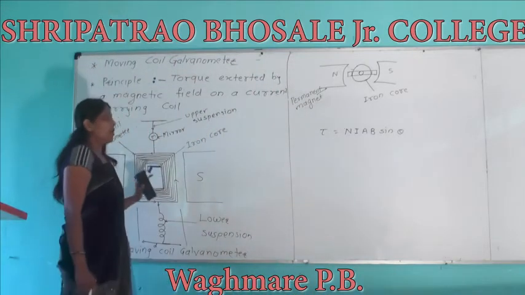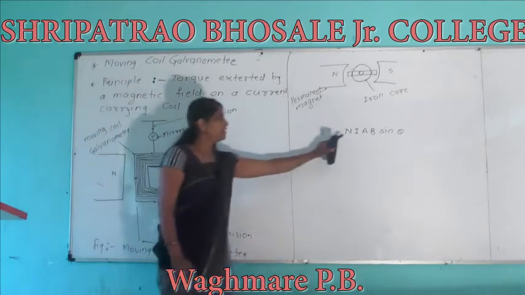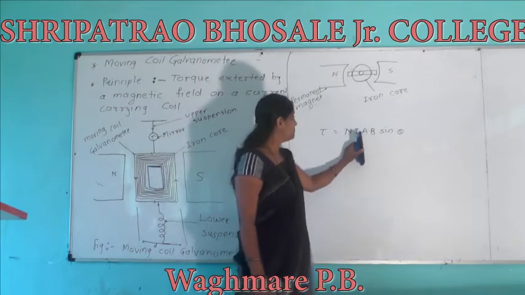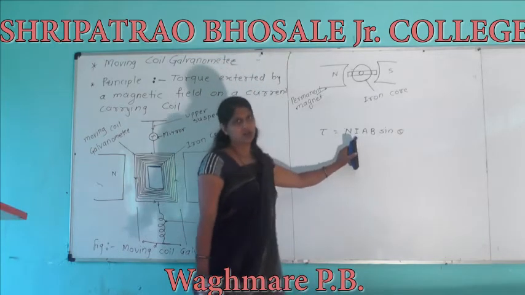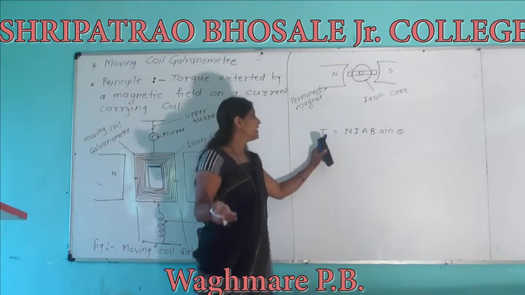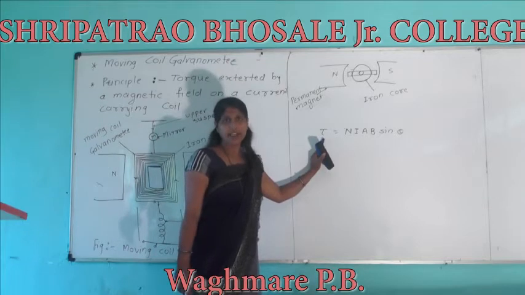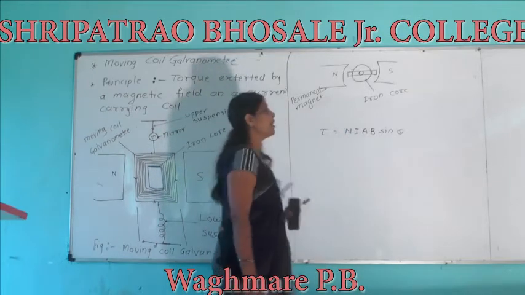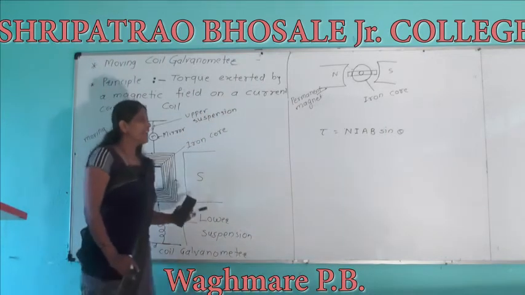Now, the torque is equal to NIAB sin theta. Here, the number of turns is constant, the area remains the same, and the magnetic field is also constant. Then the current through the coil may change. As the current increases, the deflection in the coil also increases, and therefore the torque also increases. That is, we can say that the torque depends upon the current passing through the coil if other quantities remain unchanged.